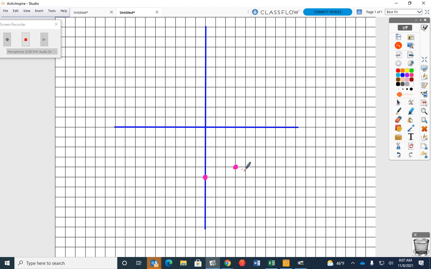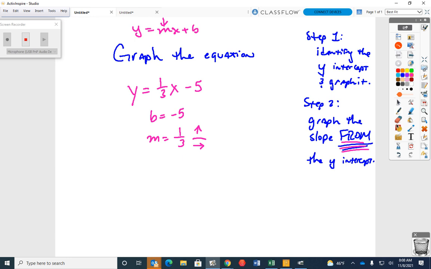Good. Would it have made a difference if I would have gone up 3 and over 1? Would that be correct? No, it wouldn't. Okay, you got to make sure you do this according to those steps. Okay? All right, let's try one completely on your own, and let's see if you guys can get it right before I go to the next part. Okay, let's say I've got y equals -x plus 2. Try that one.